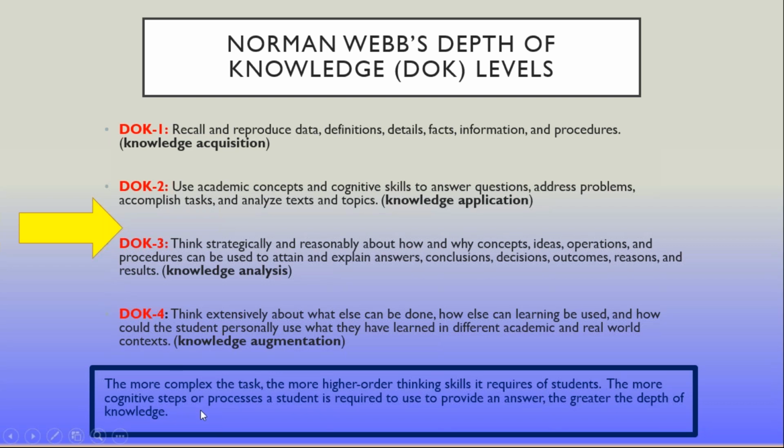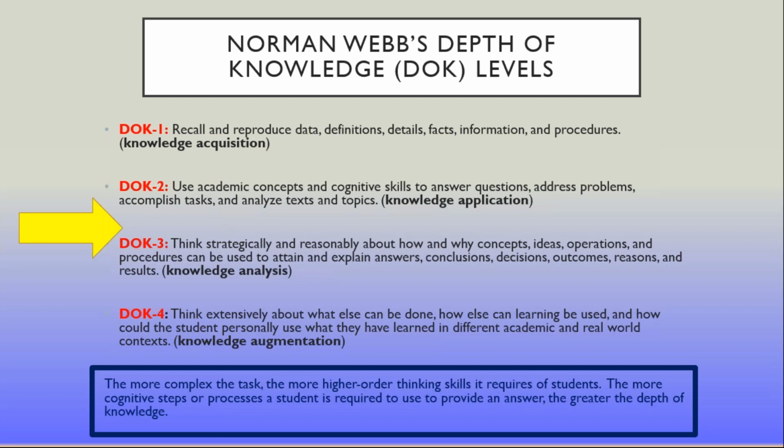I really like the quote at the bottom, and this is from Norman Webb's work, that the more complex the task, the more higher order thinking skills it requires of students. And specifically this next sentence, the more cognitive steps or processes a student is required to use to provide an answer, the greater the depth of knowledge. So what does that mean?